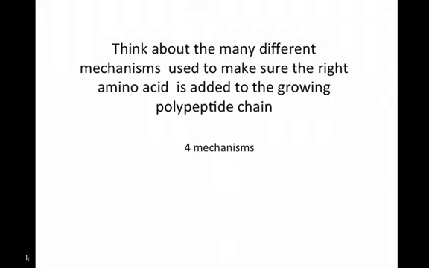Okay, so I hear some discussion about something that might be right, but we're having a hard time remembering names of things. So who can tell me how else the cell makes sure the right amino acid is added to the protein at a stage earlier than what we just talked about?